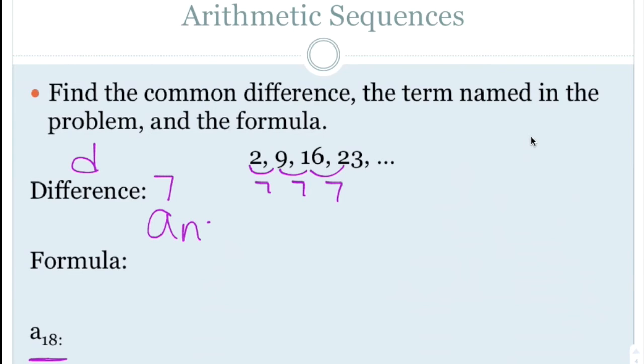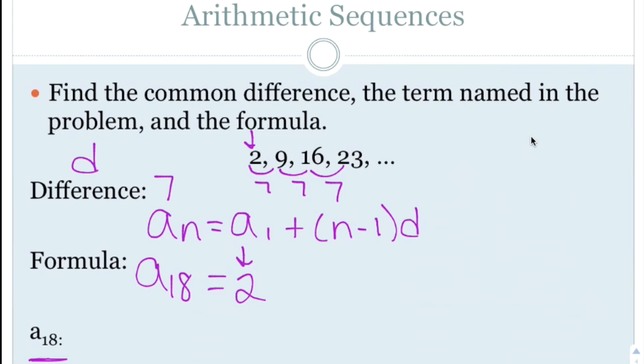I'm going to first write it out. And then this first part is your first term. So if you look here, our first term is 2, so I'm going to put a 2. And remember, we're finding the 18th term this time. n minus 1 is whatever your n is, minus 1. So we're finding the 18th term, so 18 minus 1 means that n minus 1 is 17. Your difference here is 7.